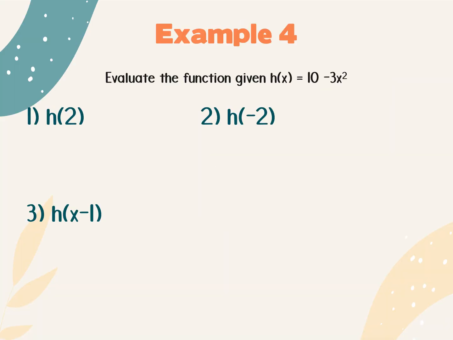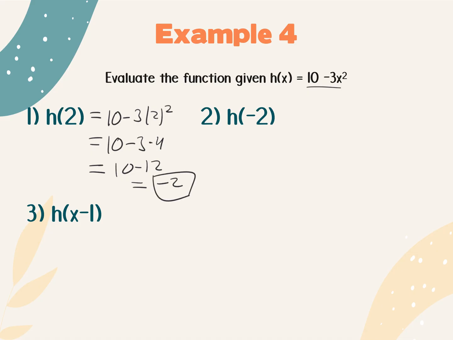All right, so this page is the exact same thing. I just have another function, right? So if I have h of x is 10 minus 3x squared, I'm going to do the same thing. So we're going to do h of 2, which is going to get you a 10 minus 3 times 2 squared. So this is going to get me a 10 minus 3 times 4. So 10 minus 12, which is negative 2.